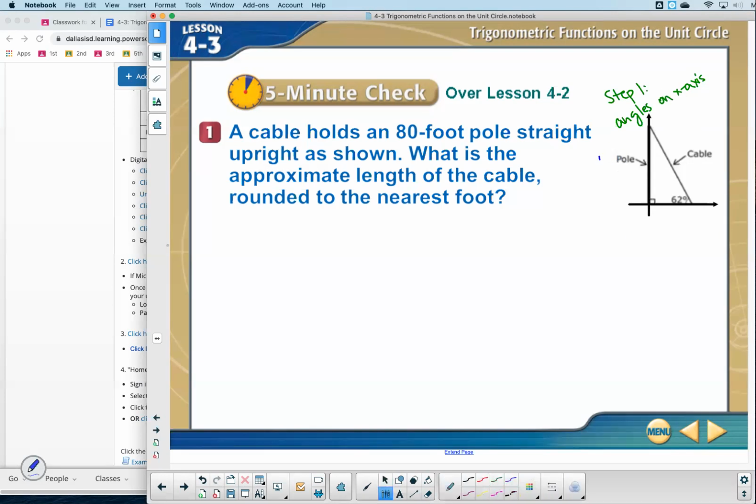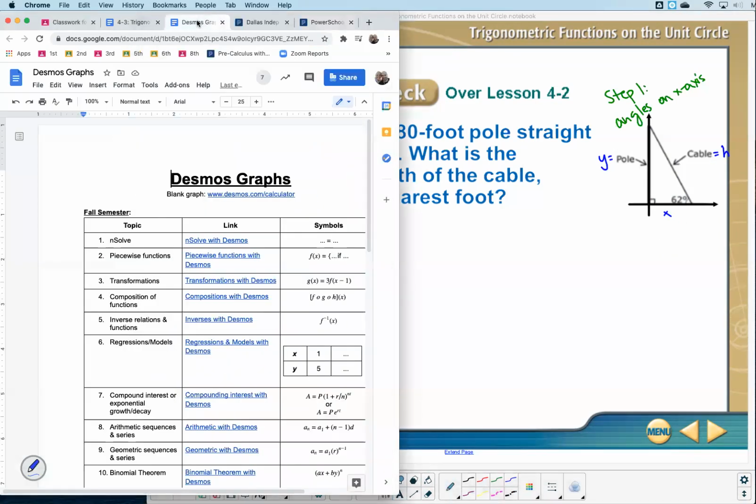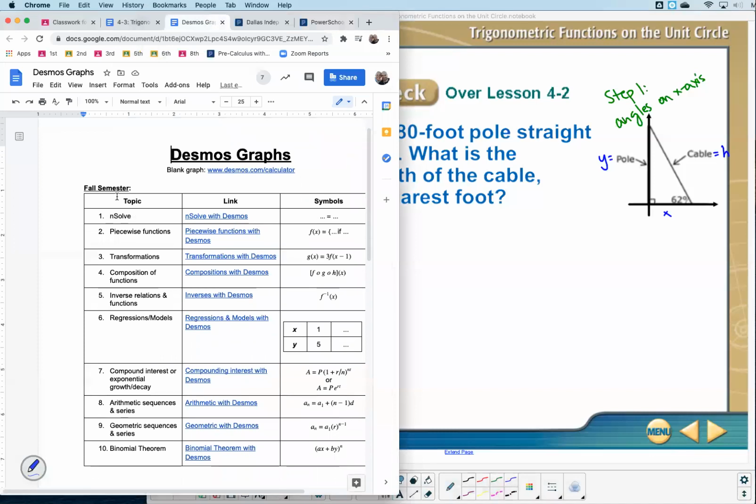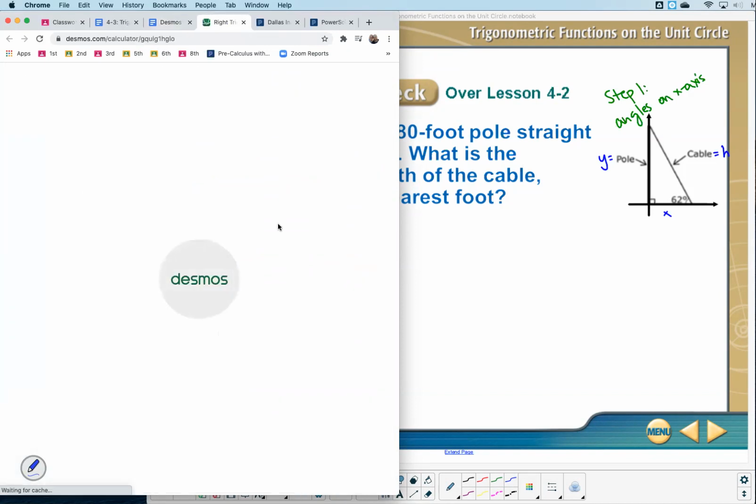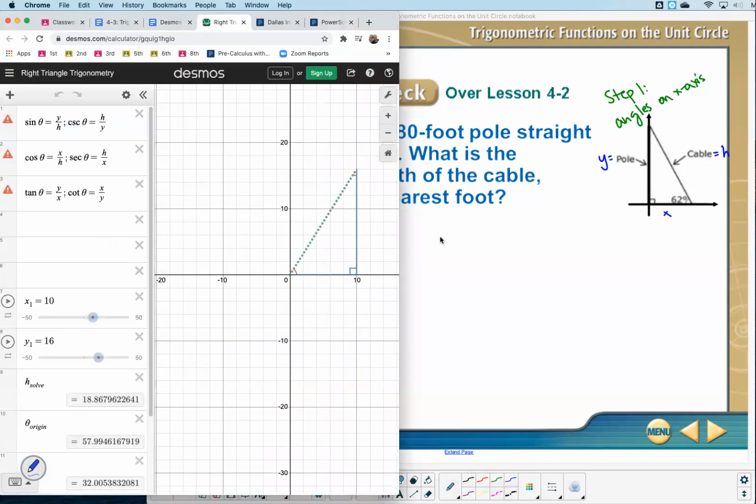The pole represents the y value. This down here is the x value. And what do we call the cable, this diagonal slanted portion? The hypotenuse, that's our h. And so we learned, let me scroll down to spring semester and open up the right triangle trigonometry. Basic trigonometry, that's right triangles, basic. I'm going to open this up.